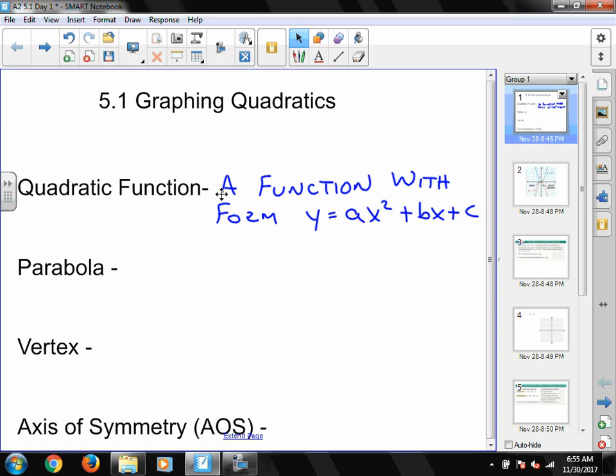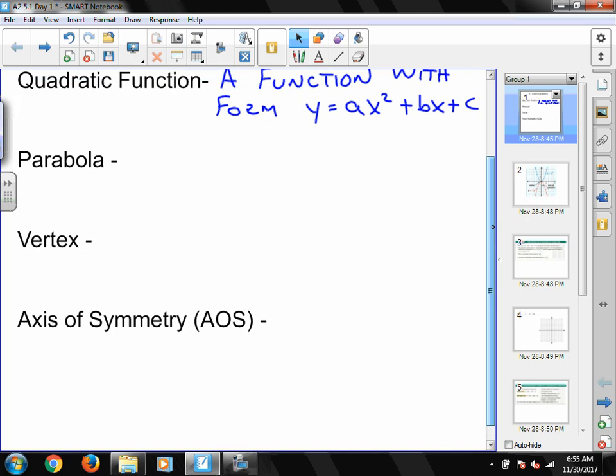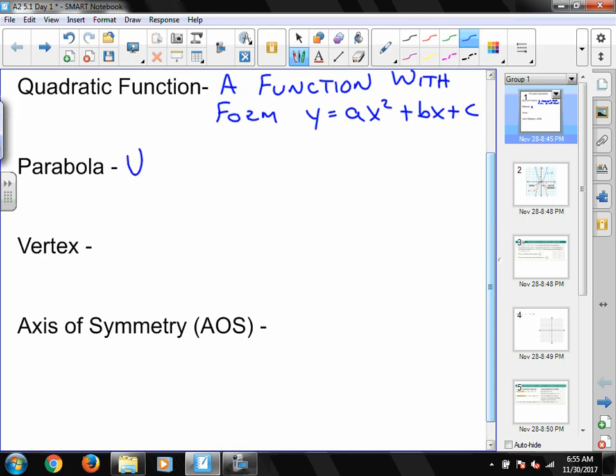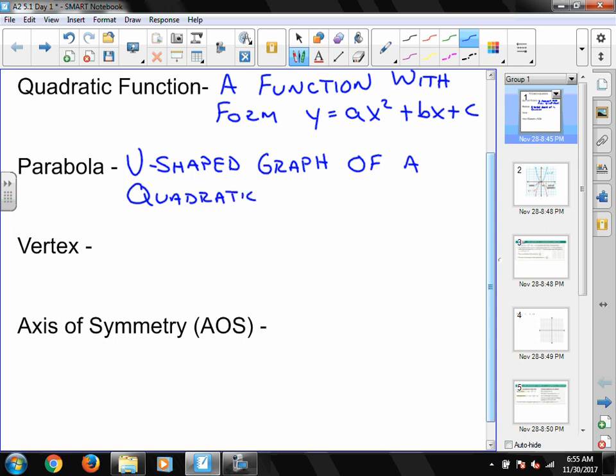A parabola, we're going to talk about parabolas as well. A parabola is the U-shaped graph of a quadratic function. So unlike lines, these are going to be U-shaped. They're not going to be a straight line. They are, as mentioned, going to look like a U.